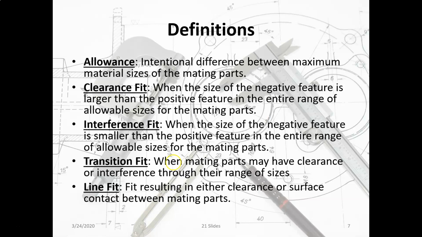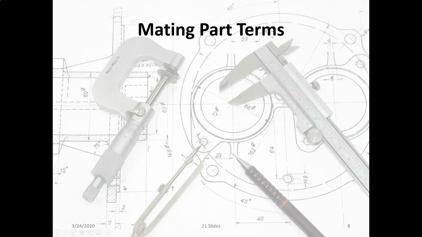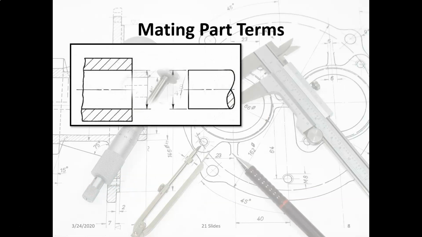Okay. Last is a line fit. A line fit is when the fit results in either clearance or surface contact between the mating parts. Okay. That's kind of a special situation. We'll talk about that when we come across it. All right, so let's move forward to some mating part terms.